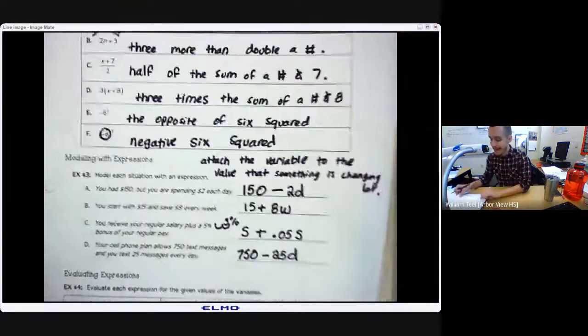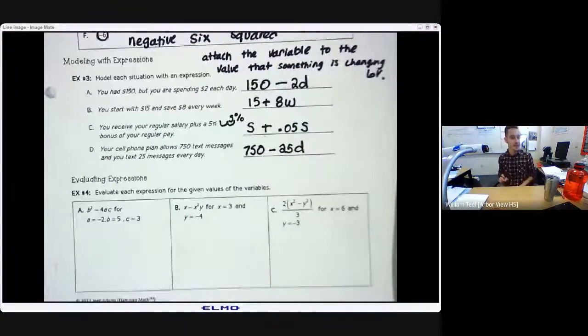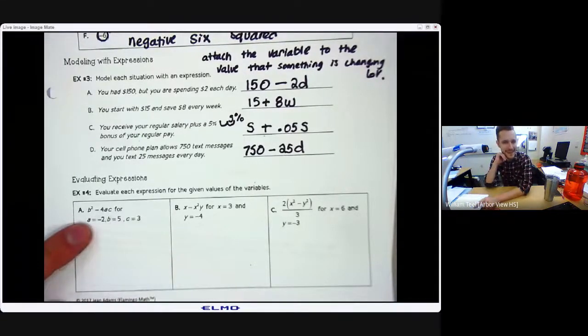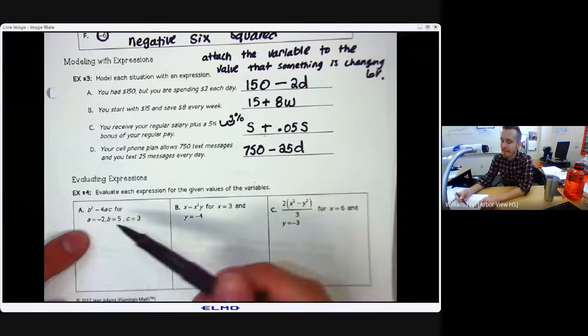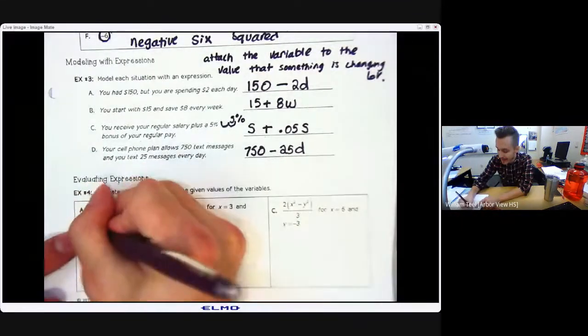All right, let's move down to example 4. Example 4, we are going to evaluate each expression for the given values of the variables. So if we have b squared minus 4ac, oh, that looks familiar, does it not? What we want to do is we want to evaluate this expression when a equals -2, b equals 5, and c equals 3. So all we are going to do is plug them in.